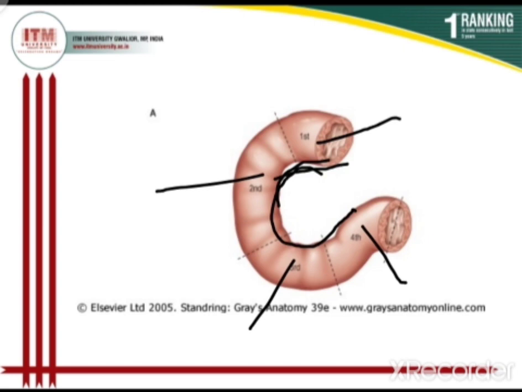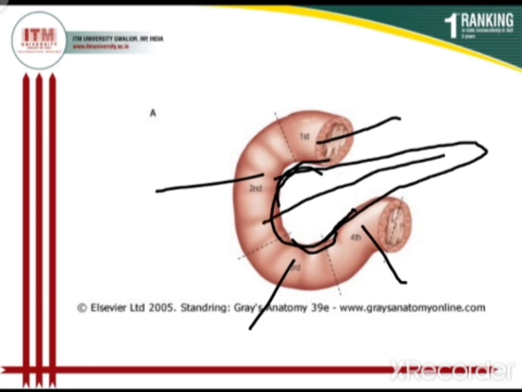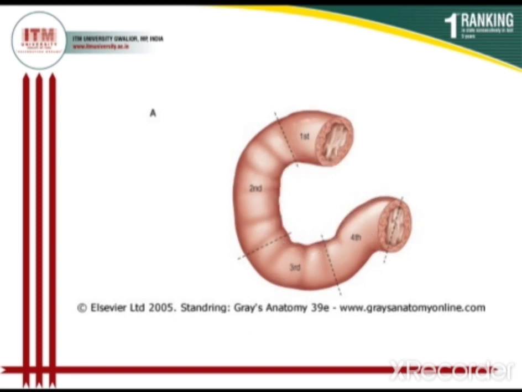And here lies the pancreas. The pancreatic duct and the bile duct open inside the duodenum, because the maximum part of absorption occurs in the duodenum only. So this is the duodenum.